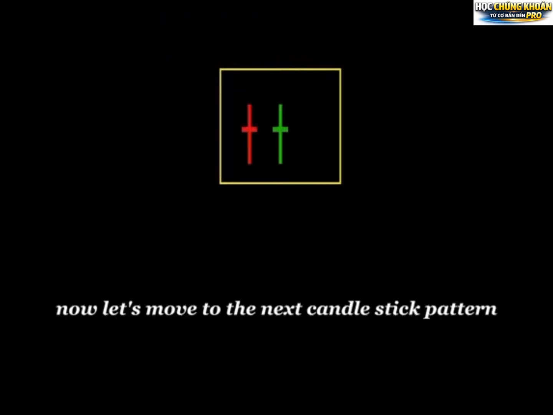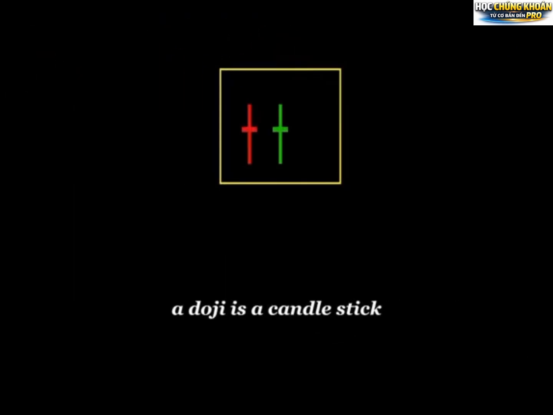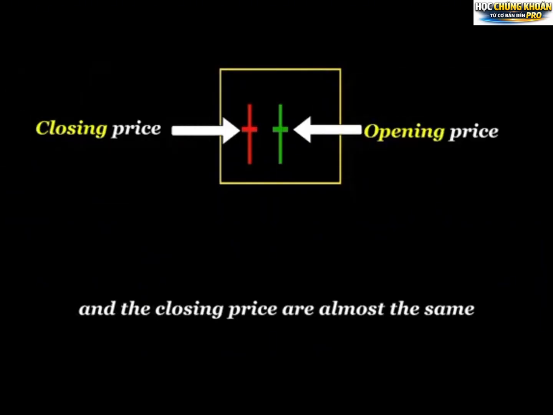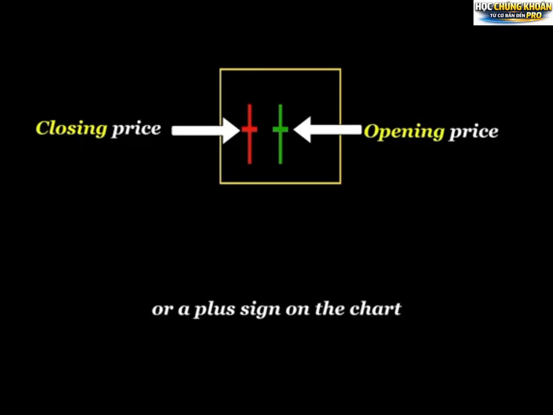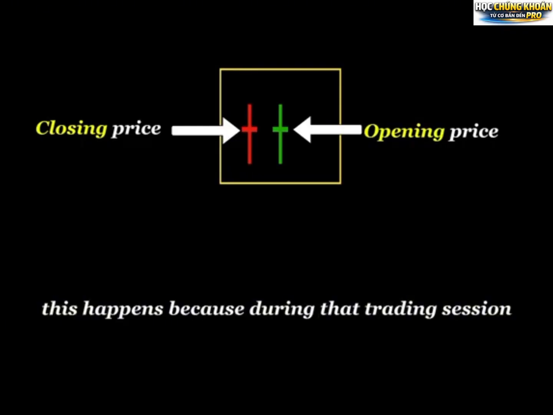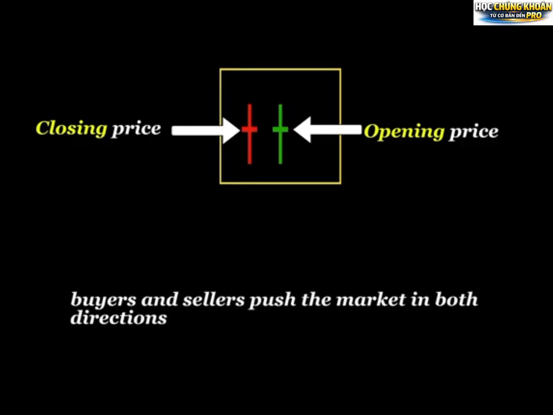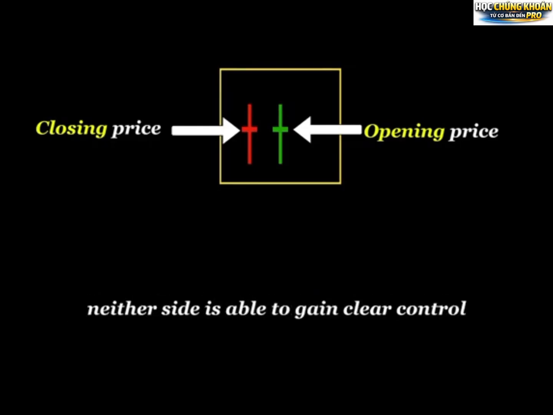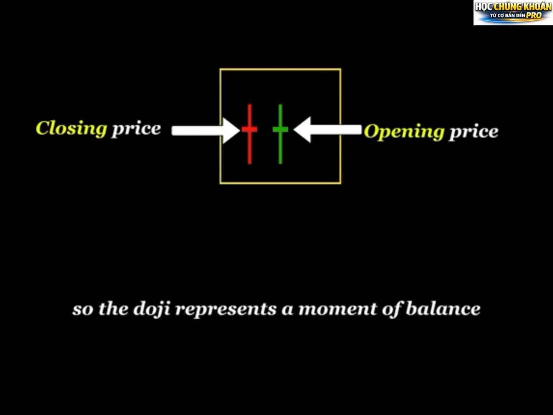Now let's move to the next candlestick pattern called the doji. A doji is a candlestick that forms when the opening price and the closing price are almost the same. Because of this, the candle usually looks like a small cross or a plus sign on the chart. This happens because during that trading session, buyers and sellers push the market in both directions, but by the end of the session, neither side is able to gain clear control. So the doji represents a moment of balance or indecision between buyers and sellers.